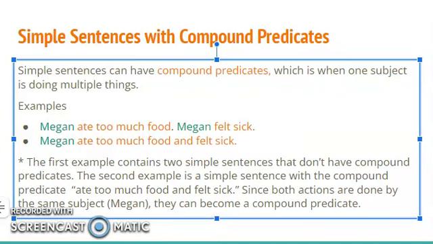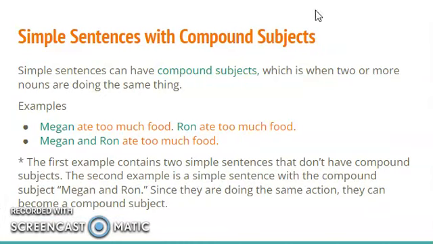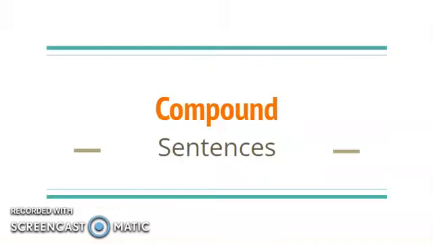And it's important to get a solid understanding of simple sentences and of what a compound predicate or a compound subject is before you move on to compound sentences. This is the foundation, the building block for the other types of sentences, so it's very important that you get simple sentences or independent clauses down pat before we move on to compound sentences, which is what we are going to do now.